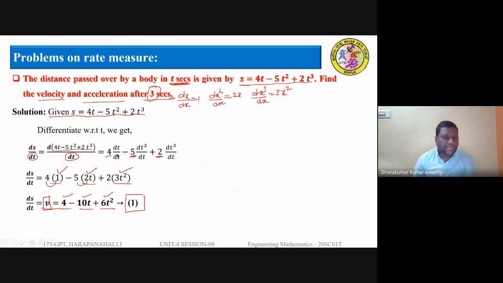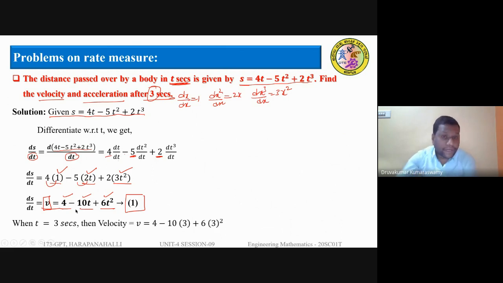So 4 into dt by dt minus 5 into d of t square by dt plus 2 into d of t cube by dt. So dt by dt is 1, differentiation of t square with respect to t is 2t, and differentiation of t cube with respect to t is 3t square. So after differentiation we get 4 minus 10t plus 6t square.